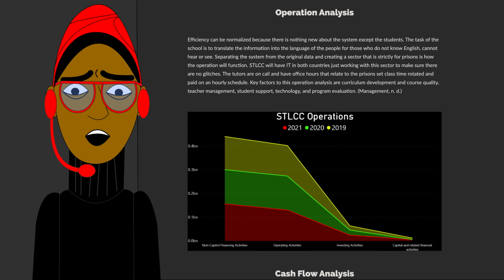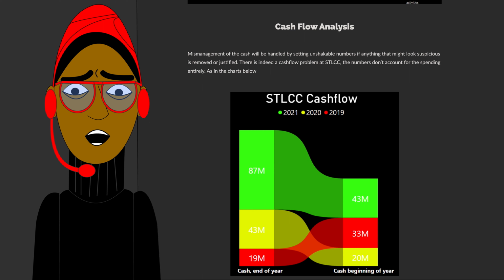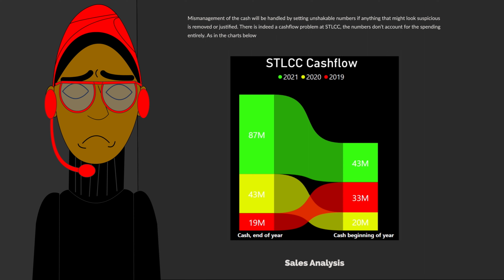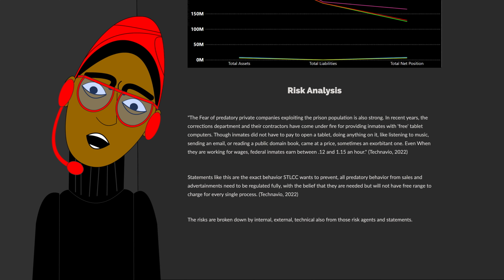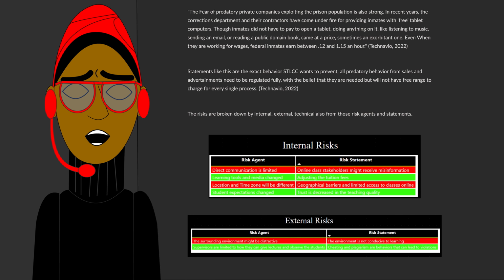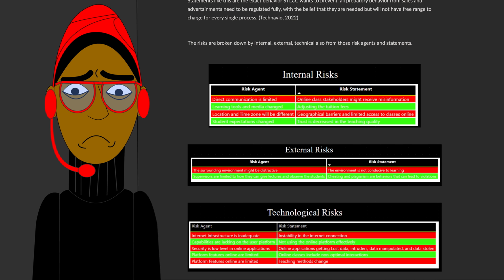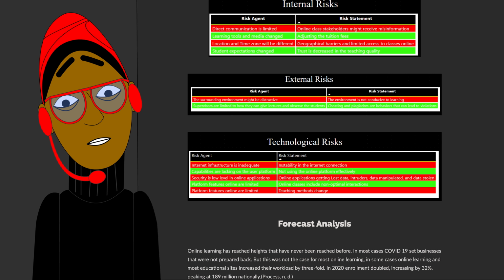And as you can see, they are in dire need of help. And their cash flow, again, proven that they are in trouble when it comes to what they bring in and what they spend. We have our sales analysis, breaking down the amount that has been used, the liabilities, assets, that's in that position, and we all see it going down. This needs to be fixed. And the risk. We have our risk. The risk are a few. I broke them down from internal, external, and technology risk, and talk about the risk agent and the risk statement of the process that we are going through.